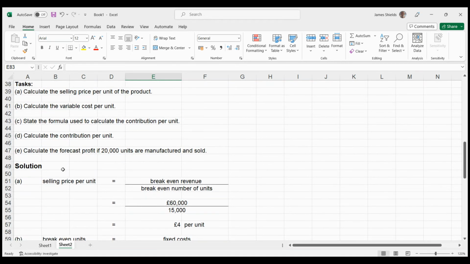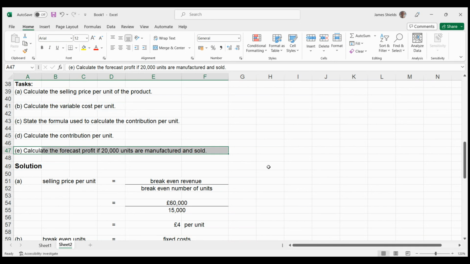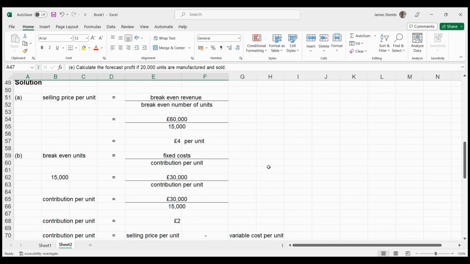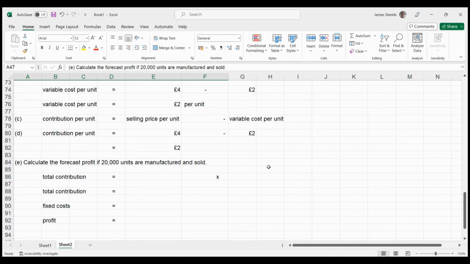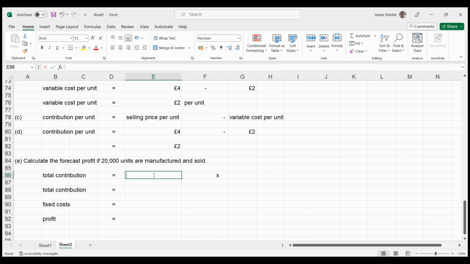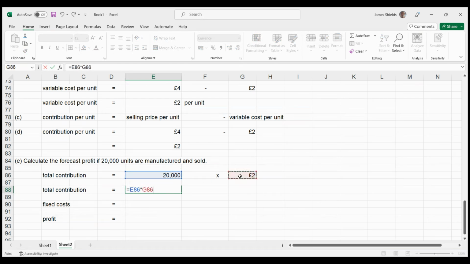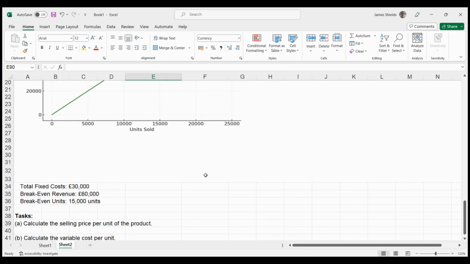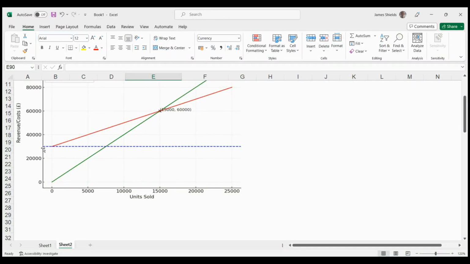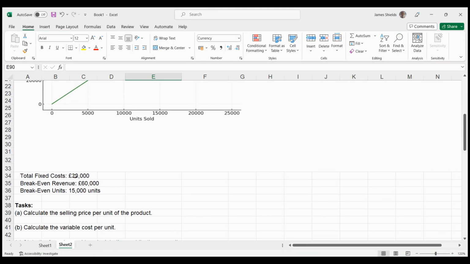Now the final part E says calculate the forecast profit if 20,000 units are manufactured and sold. Now there's a shortcut way of doing this, which is what I'm going to show you now. So basically the profit is your total contribution take away your fixed costs. So for the total contribution, we've got 20,000 units, and the contribution per unit we just worked out was £2. So the total contribution is your 20,000 times your £2, which gives you £40,000. Now your fixed costs, again, we go back to our diagram of the information underneath. The fixed cost is the blue line, and that's going to be the £30,000. So I've got it down here, £30,000.